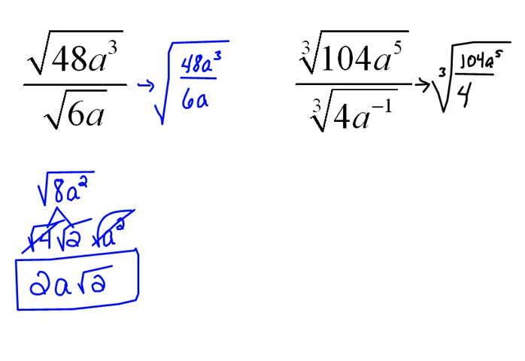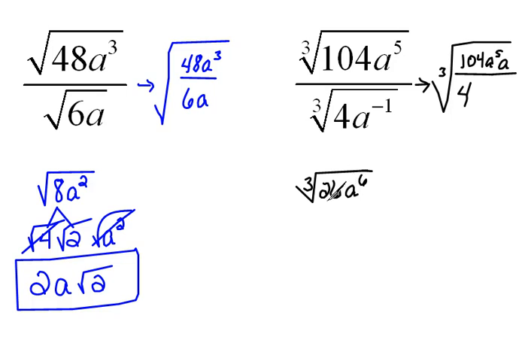Now I can bring that a up on top and put it as it is because we're writing it all together as the same radical. And then we can simplify. So that would be the cube root of 104 divided by 4 would be 26. And a to the 5th times a, when you multiply like bases, you add the exponents. So that would be a to the 6th.